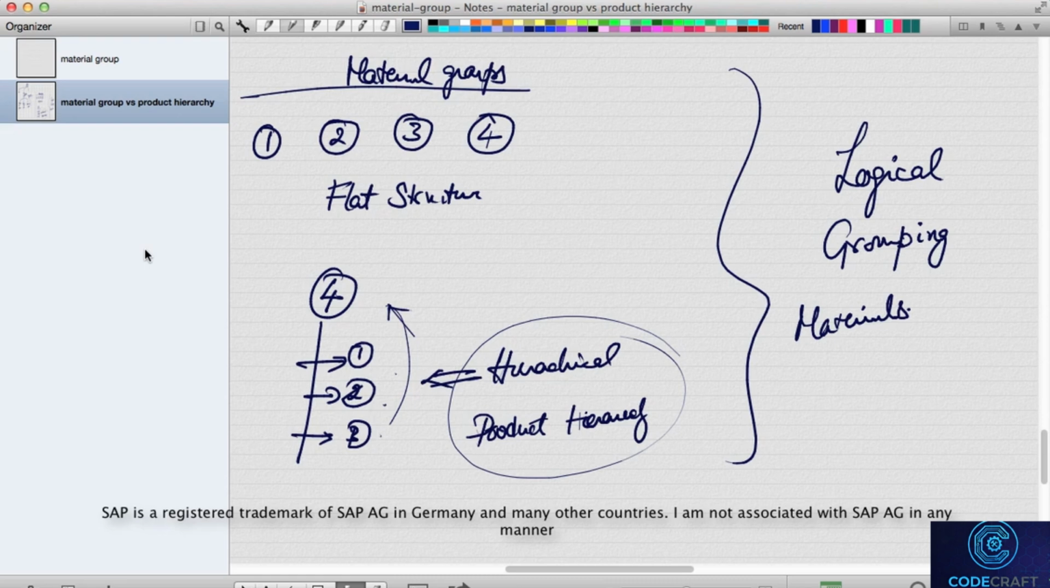Now, nevertheless, both material groups and product hierarchies are used in companies. Material groups are simpler because you don't need to put them in a hierarchy. On the other hand, product hierarchies are a little complicated, but they serve a purpose.